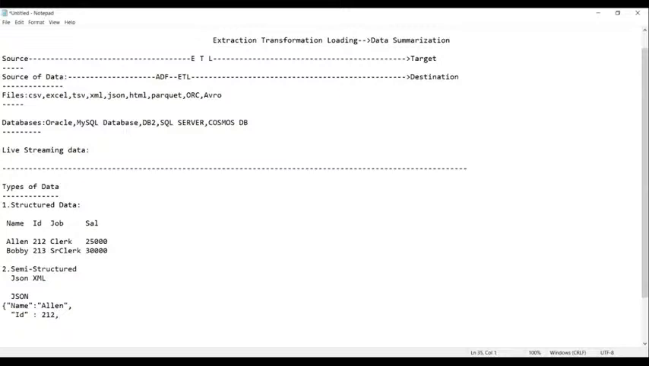Okay. Then you have the job. What's the job? The clerk. Comma. Then you have the salary. What's the salary? Salary is 25,000. That's it. Fine, everyone. Now this is the data you have.